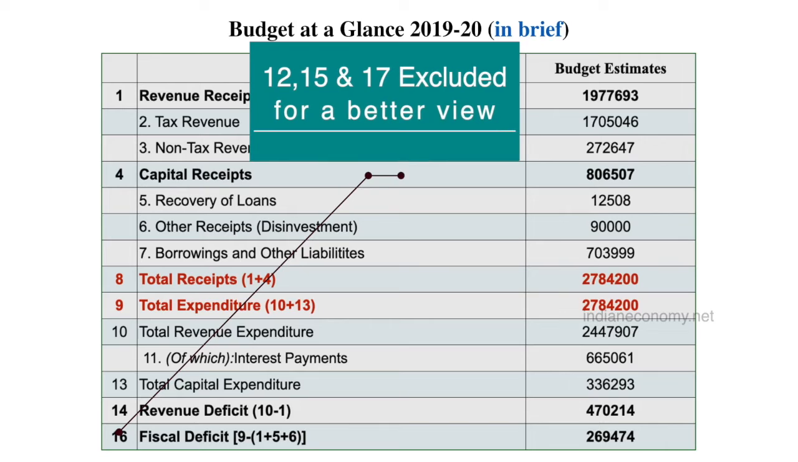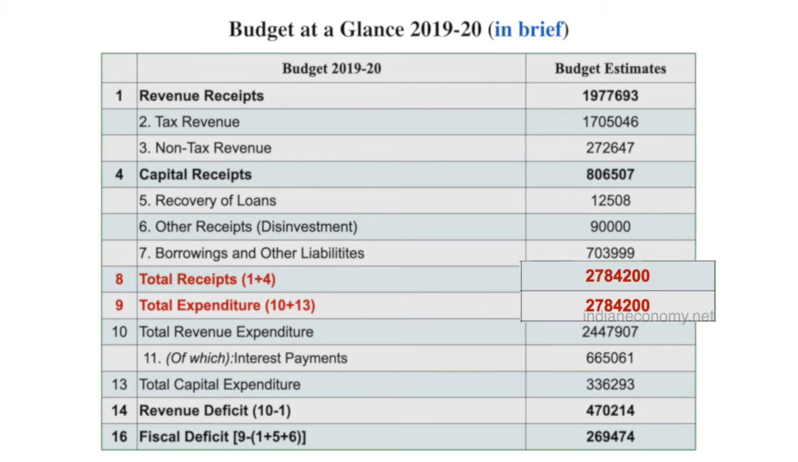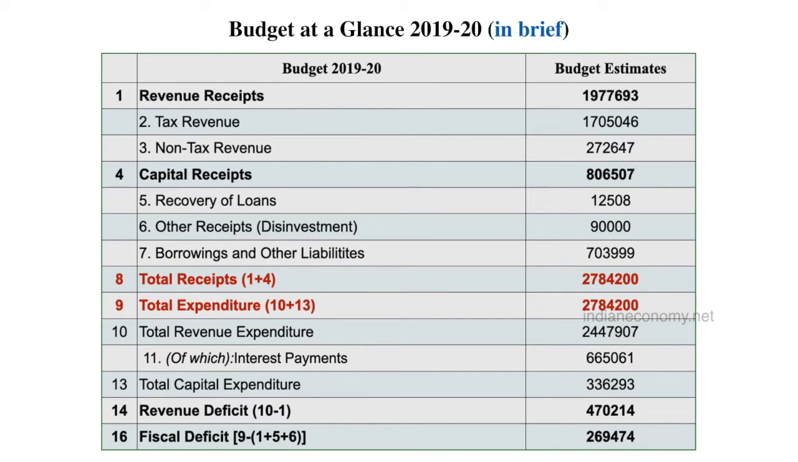The total expenditure and total receipts show the size of the government budget. And what is the size of the government budget for 2019? It is rupees 27,84,200 crores. Remember, the size of the government budget for 2019 is 27,84,200 crores rupees. That shows the total expenditure as well as the total receipts of the government for the year 2019-20. Thus, we have covered 2 entries, item number 8 and item number 9, that show total receipts and total expenditure. That is our beginning.